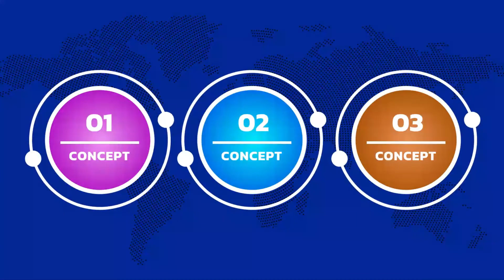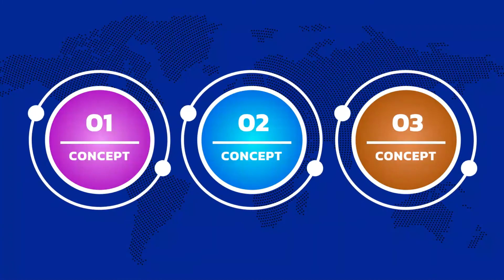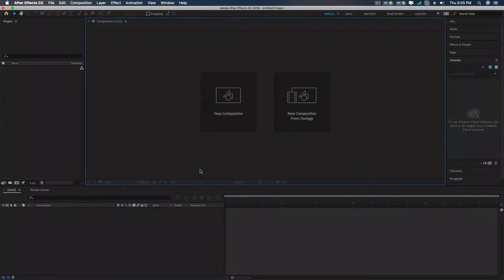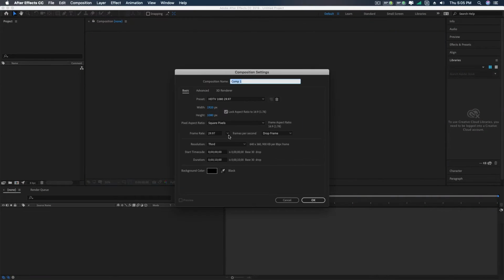Hi everyone, in this After Effects tutorial, I'm gonna show you some simple techniques to create an infographics video. So first we need to start with a new composition. I just clicked on the new composition and just set the time, duration and resolution for the composition.